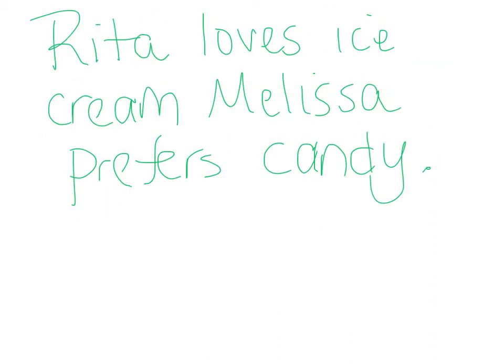Okay, so here's another one. This time we're thinking about Rita and Melissa. Rita loves ice cream. Melissa prefers candy. We certainly could do a period. We certainly could do a semicolon. We certainly could do comma conjunction, which could be comma but, comma and, comma for, comma nor. There are many possibilities. Which fix do you think is best?